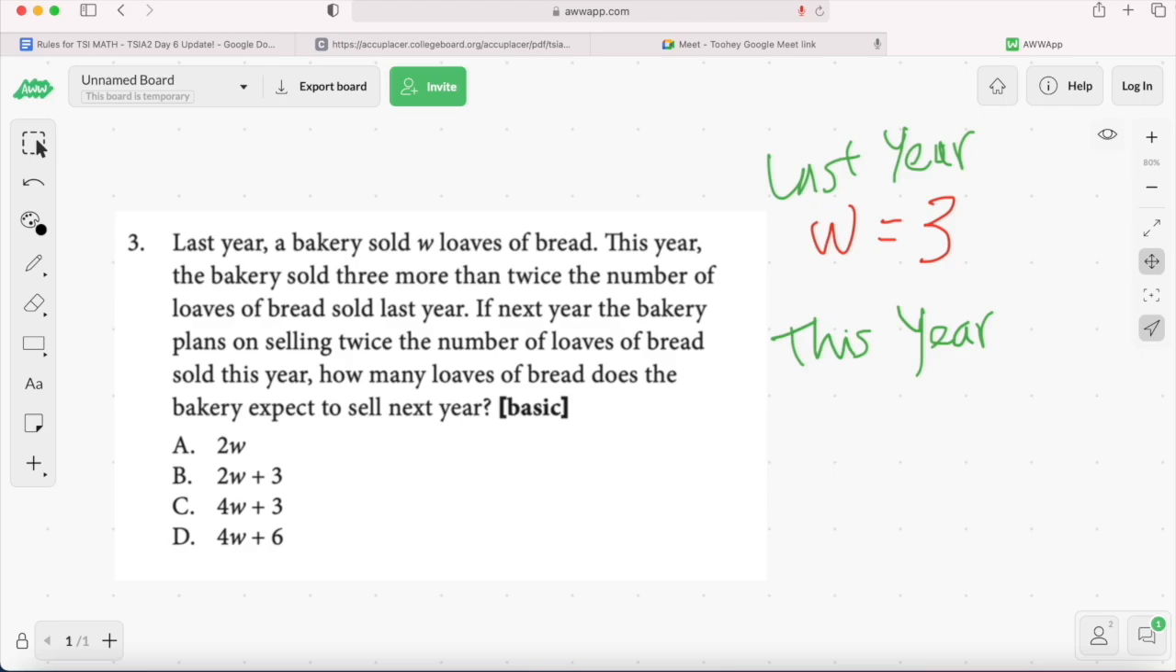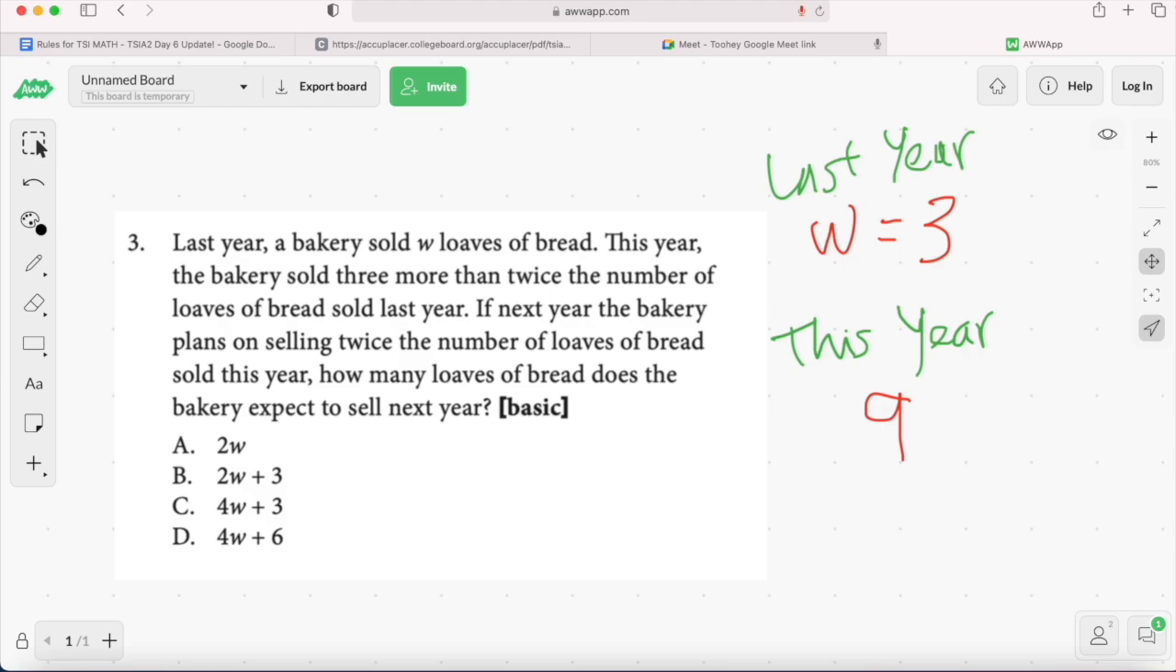But it's so much easier to think about when you're dealing with real values. They sold three more than twice the number sold last year, and twice the number sold last year is 6. Three more than that is 9. So this year they sold 9. Any questions about that, or does that make sense? Yeah, that makes sense. Okay, great.